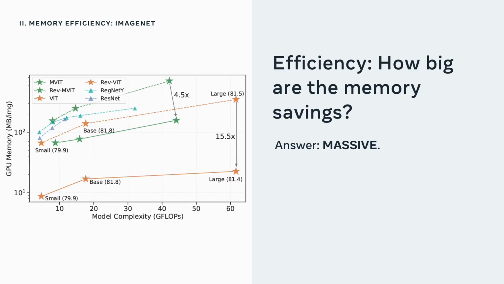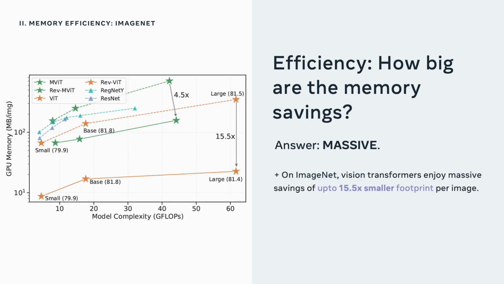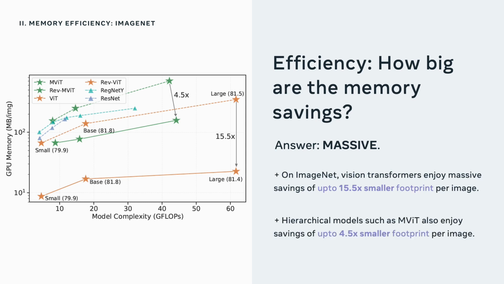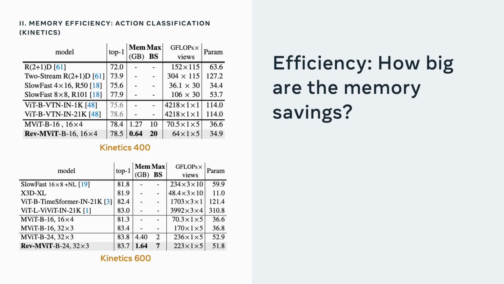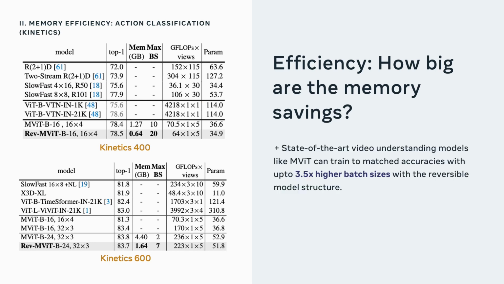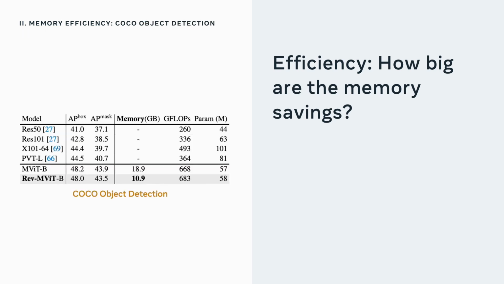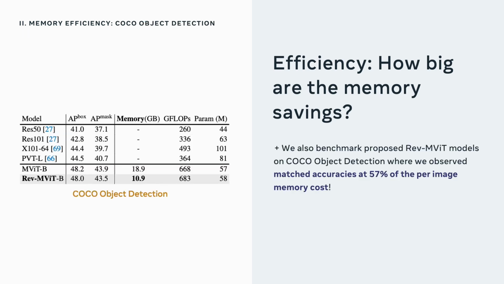On the efficiency question, we find the memory gains to be massive. On ImageNet, vision transformers enjoy up to 15.5x lesser memory footprint, and MViT models up to 4.5x smaller footprint. A similar story is repeated on action classification, where we can go up to 3.5x higher in batch size. Note that this is particularly useful since video is the most memory-starved regime of visual recognition. We also find a similar story to hold on object detection, where we see matched accuracies at 57% of the per image memory cost.